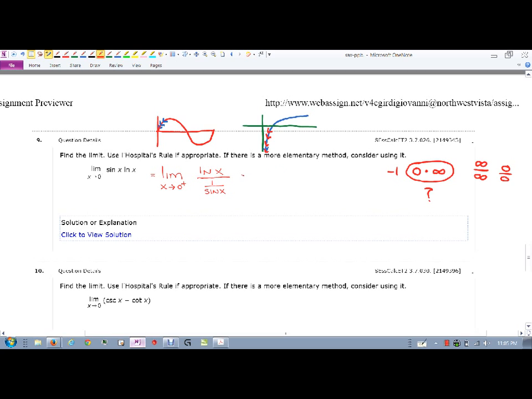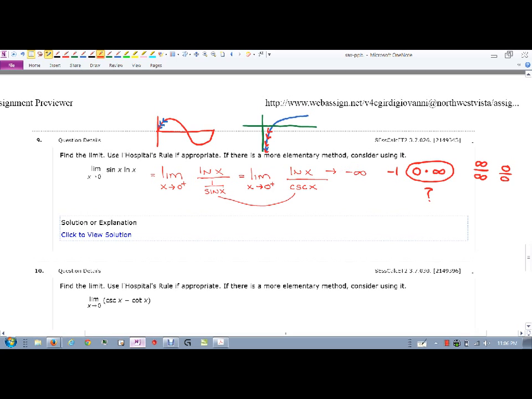However, this is limit x goes to 0 from the right of natural log x over 1 over sine, which is cosecant x. So now, if you let x go to 0 again, we already know that this goes to negative infinity.